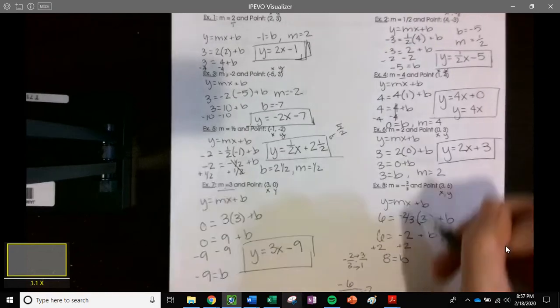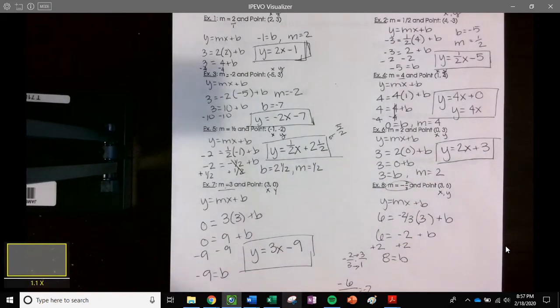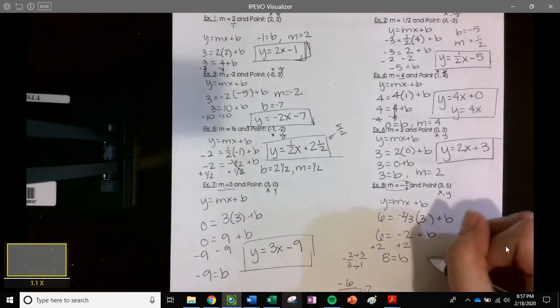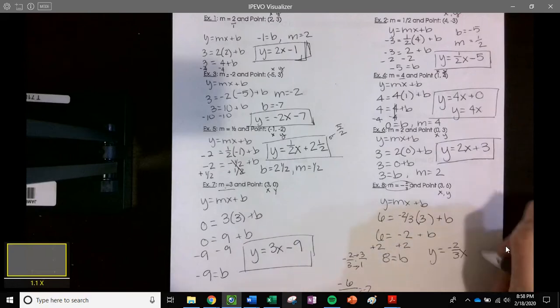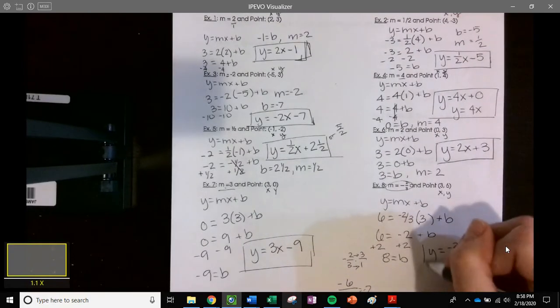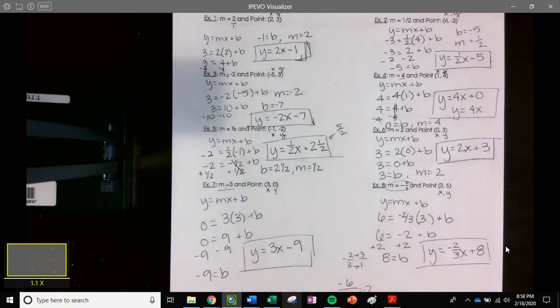So 8 equals b. I was given -2/3 for m. So I'm going to rewrite. Y stays as the variable. -2/3 is my slope. X stays as the variable, plus 8. Whew. All right. That was a decent amount of mathing we just did there.